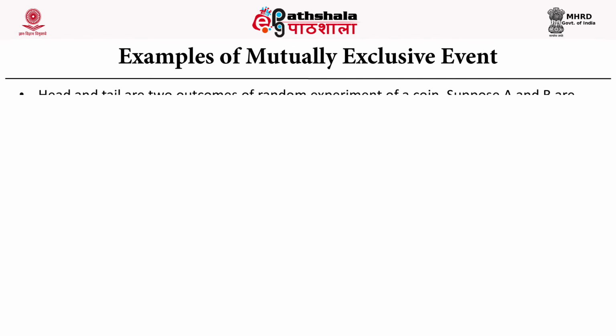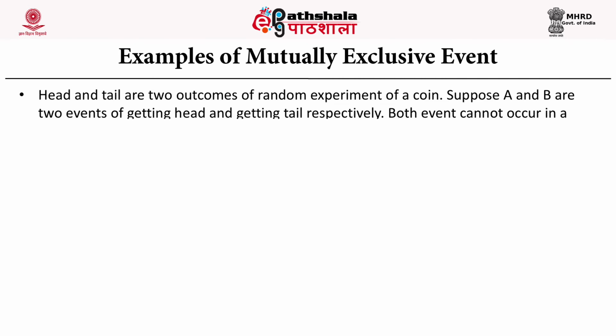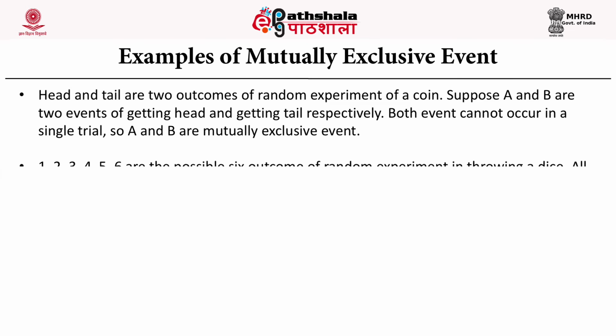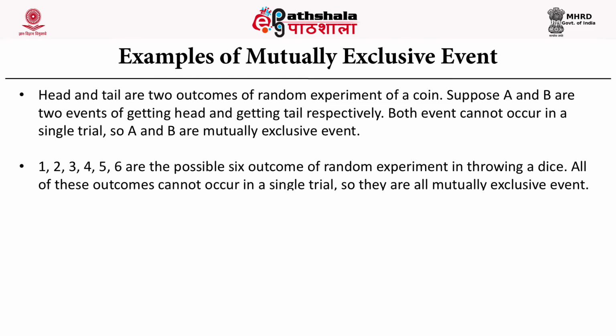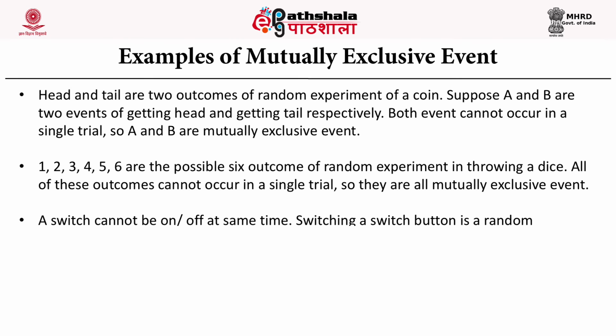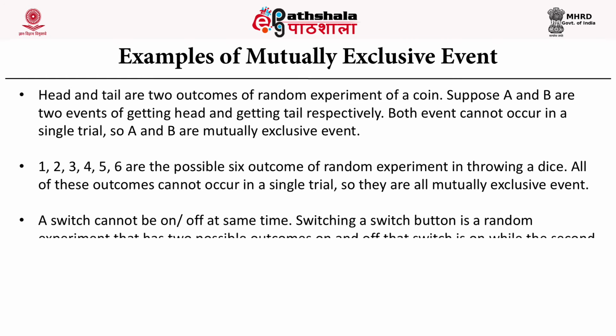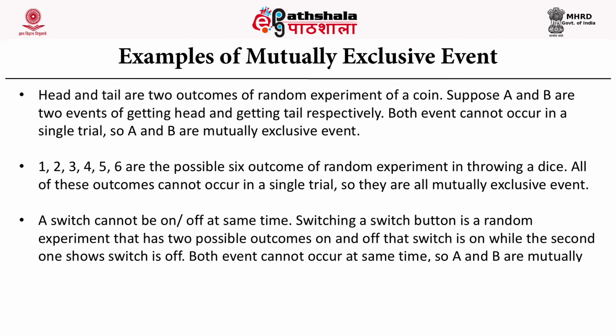Some examples of mutually exclusive events: head and tail are two outcomes of the random experiment of a coin. Suppose A and B are two events of getting head and getting tail respectively. Both events cannot occur in a single trial. So A and B are mutually exclusive events. Second, if we have 6 outcomes of the random experiment of throwing a dice, all these outcomes cannot occur in a single trial. So they are all mutually exclusive events.